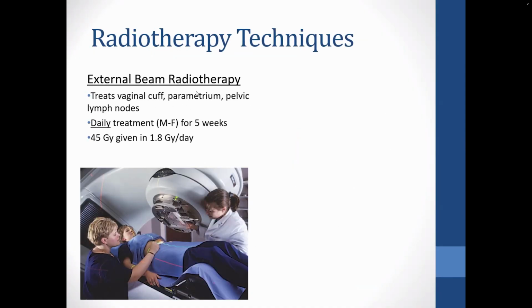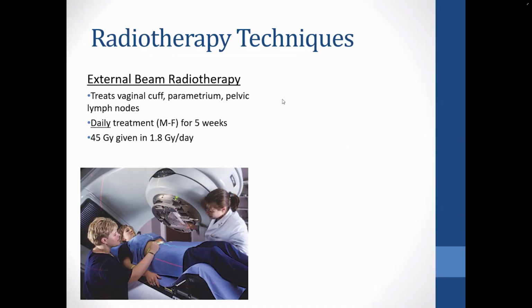It treats the residual parametrium, since that was not removed in a type 1 hysterectomy, and it treats the pelvic lymph nodes. The surgeons are able to remove a sample of the pelvic lymph nodes, but they certainly do not remove all of them. So the remaining pelvic lymph nodes are also targets in this external beam treatment. As I mentioned before, external beam is typically given daily, Monday through Friday for 5 weeks. So we typically give 45 gray with 1.8 gray per day.